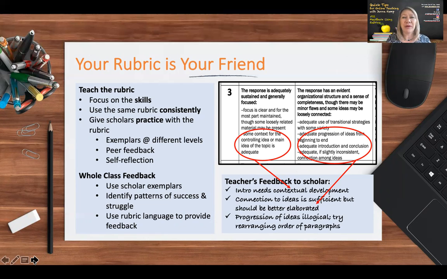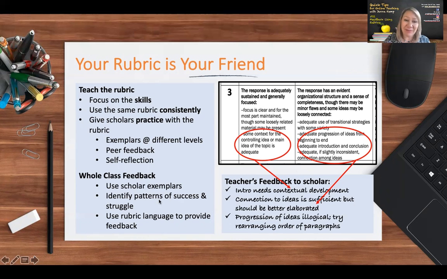Use that same rubric when you're asking them to provide peer feedback to each other, and use that same rubric when you're asking them to self-reflect on their own growth and development. Being able to provide whole class feedback using that same rubric is also more practice and more helpful for scholars to understand what you're asking them to know and be able to do.